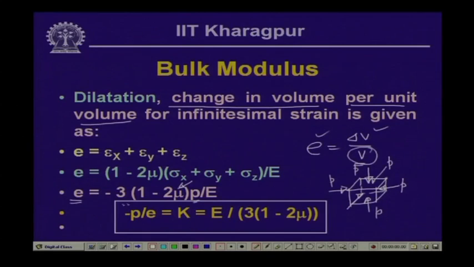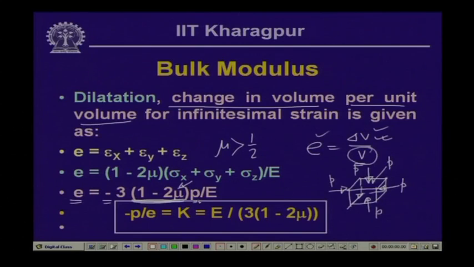So, if we look into this particular expression, where E is equal to minus 3 P times (1 minus 2 mu) over E, the minus indicates that it is under compression. Now, if we have the value of mu greater than half, then this quantity 1 minus 2 mu becomes negative, and minus times minus becomes positive, which indicates that delta V is increasing. That means the volume is increasing. So if the value of mu is greater than half, it states that there is an increase in the volume, which is contradictory to the physical state.